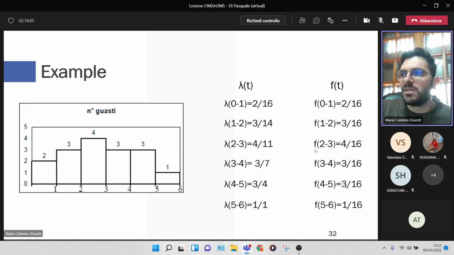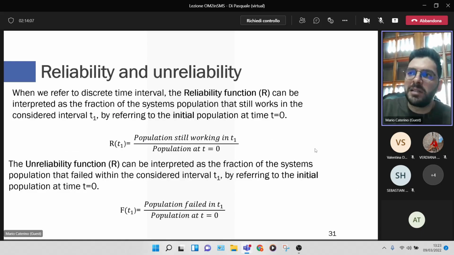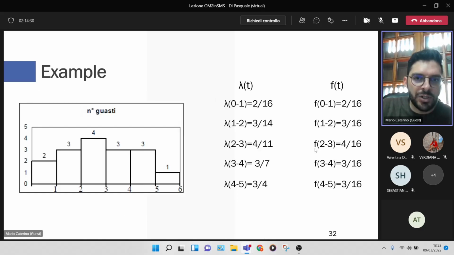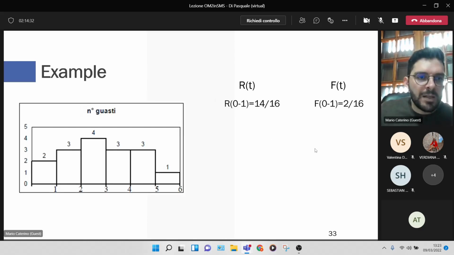For what we said before, reliability is the ratio between the population still working divided by the initial population. While F is the ratio between the population failed related to the initial population divided by the initial population. So we experienced 2 failures in the 0-1 interval.